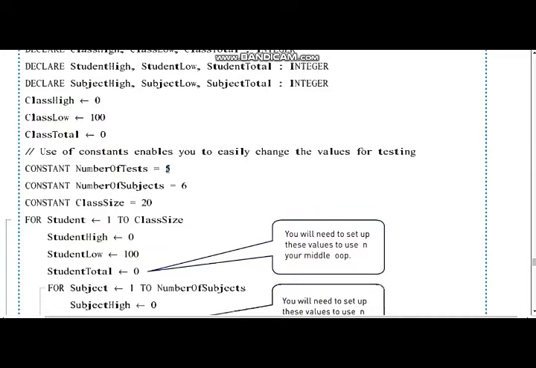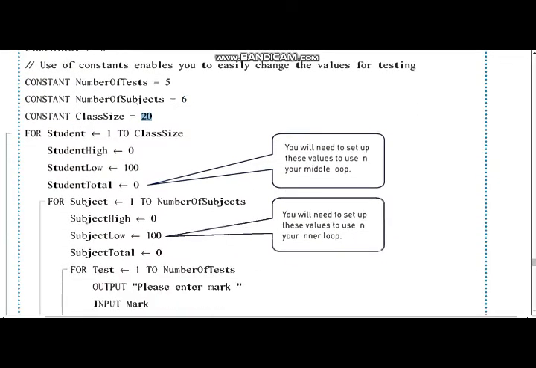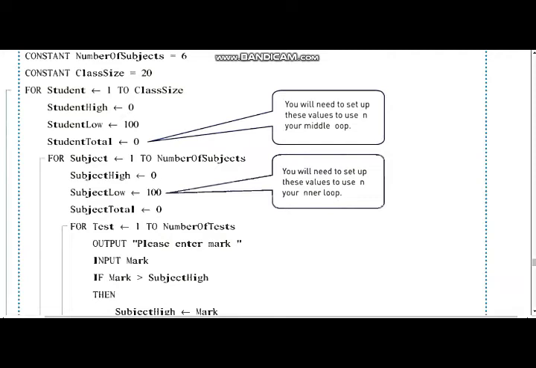I have decreased the number of tests from 5 to 2. I have decreased the number of subjects from 6 to 1, and I have decreased the size of the class from 20 to 1. Although the loops are the same in my code, so that I can make changes according to the need. For the outermost loop, only one student is being considered. The loop will iterate from 1 to class size, and in our case it will iterate only once. And for every student, student high will become 0, student low will become 100, and student total will become 0, because every time these values will be initialized for every student.